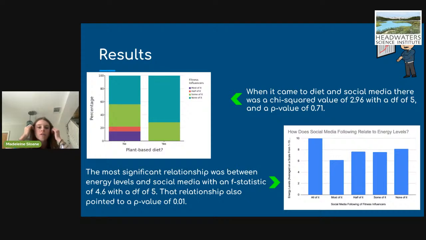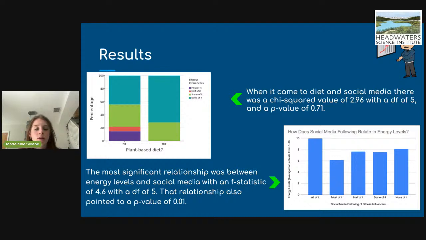When it came to diet and social media, we used a chi-square test, which basically shows if the difference between the two is based on a relationship or not. I got a value of 2.96 out of a DF of 5, which basically means that since it's not super close to the number 5, there isn't a very significant relationship. The same goes for the p-value. You can see that in the data set on the left. The colors represent, with a key in the right-hand corner, the amount of fitness influencers one follows, and yes and no represent whether or not I follow a plant-based diet.